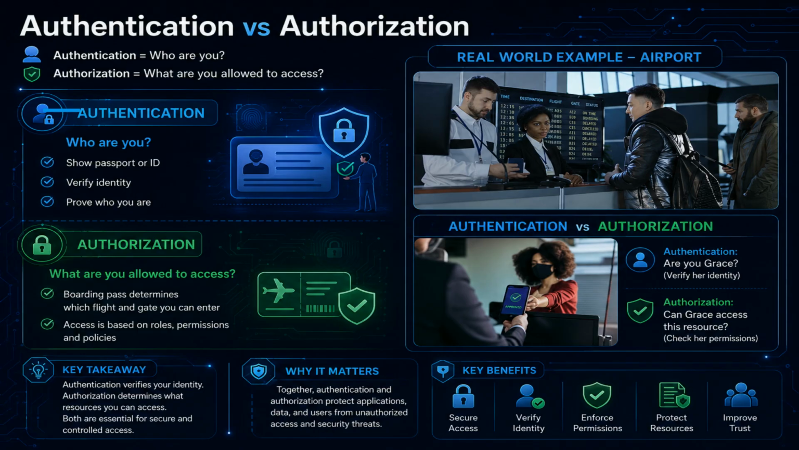Authorization answers the question, "What are you allowed to access?" After authentication, the system determines the user's permissions and access rights. For example, an employee may log in successfully but only have access to employee records, while an administrator can access additional resources. Understanding this distinction is essential for API security, access control, and OAuth 2.0.